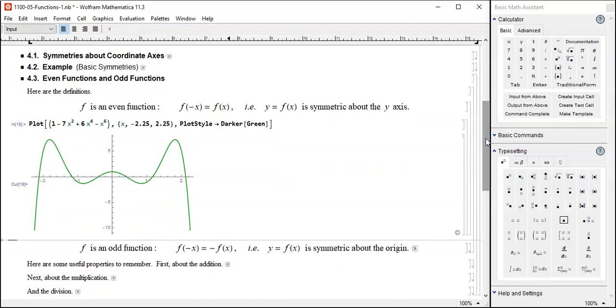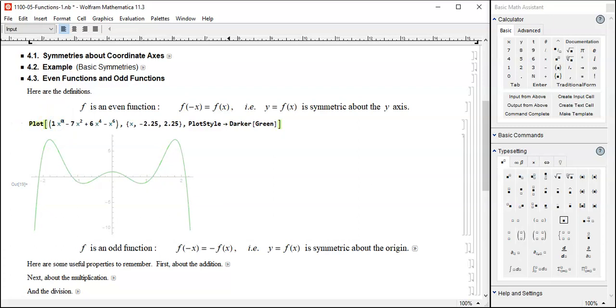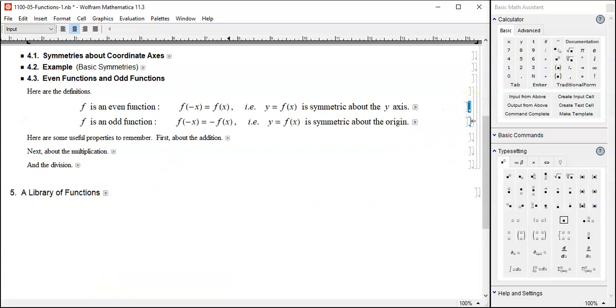And then please note that even functions all have even powers. 1, that's x to the 0 power, as a matter of fact. x to the 0 power is hidden. And 0 is an even number. And then minus 7, x to the 2nd power, 4th power, 6th power, they all have even powers. And consequently, if I replace x by negative x, they all remain the same because negative 1 to the even power is positive 1. So no change there, therefore we have symmetry about the y-axis.